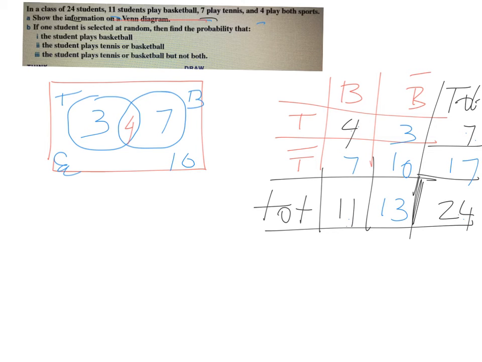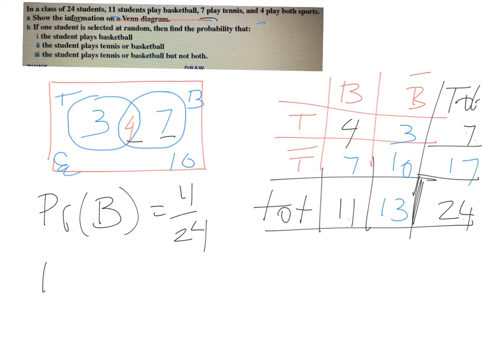So that's what we've got there. So now we're going to do some calculations. If one student is selected at random, then find the probability that student plays basketball. So we're saying the probability of B, they play basketball, is 4 plus 7 to make 11. So it's 11 out of a possible 24.